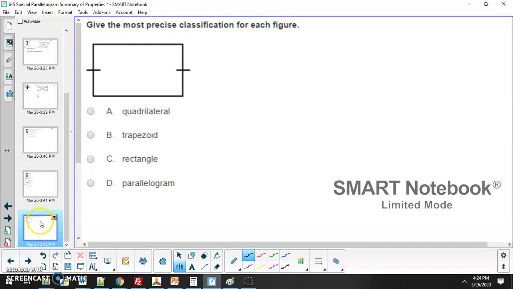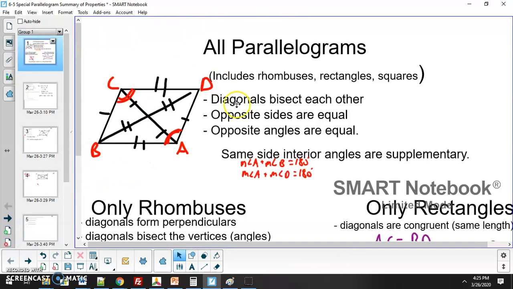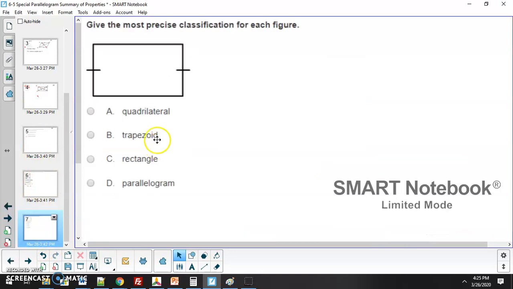Number 7. What is the most precise classification? All right, so let's think. To prove that it's a parallelogram, we have to prove one of these things being true. Let's see if we can do it. Are both pairs of opposite sides congruent? No. We only have one pair that's congruent. Do we know anything else about it? No. It's not a rectangle.